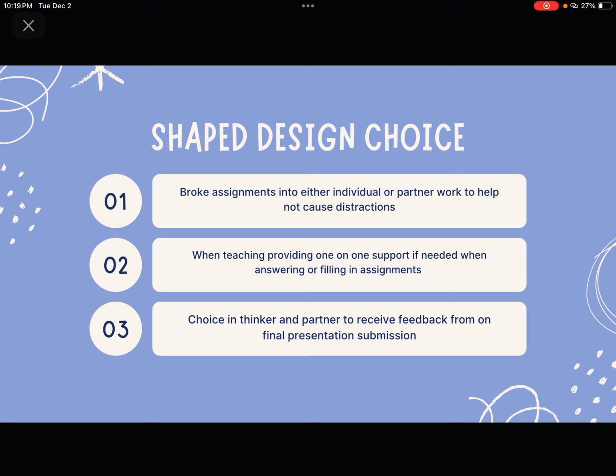So choice in thinker and partner to receive feedback on the final presentation submission. Students will work with a partner to revise their final presentation when needed. They will also have choice in the Renaissance thinker. They will be provided a list and they can choose from the list, so they do have some say in it. However, they are broken down for students' convenience. This also goes into UDL and the act of providing more choice for the student.